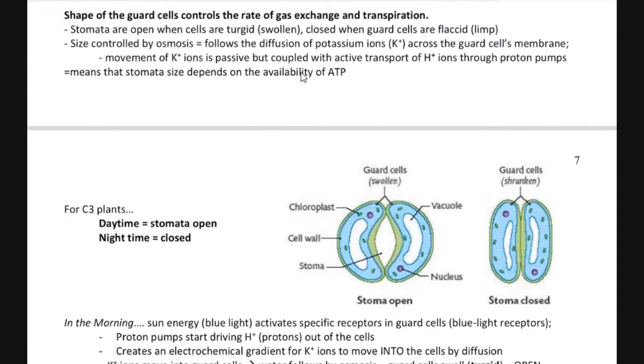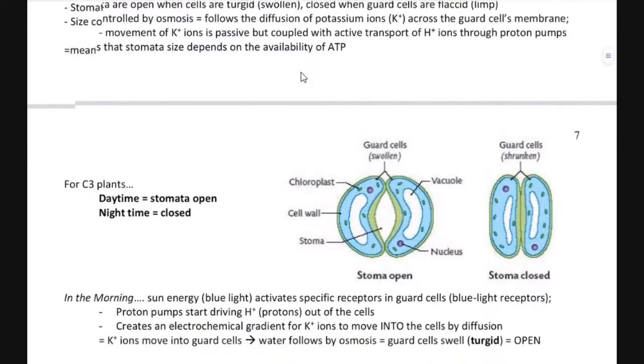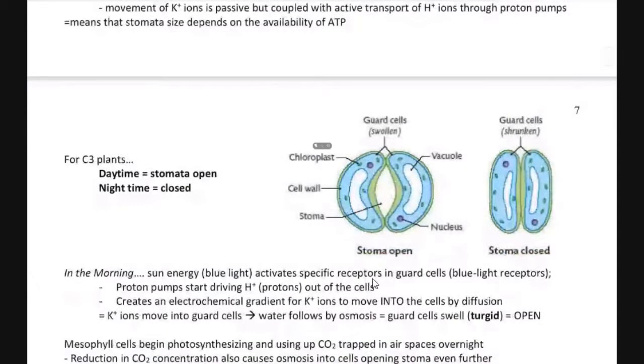So in the morning, you can see down here, in the morning, you'll have a bluish light that turns on a receptor in the guard cells. So they have little receptors built into their membrane that they can detect light. And then that starts something called a proton pump. Proton pump is really just a protein that's built into the membrane that's able to throw protons out of the cell. So if I start throwing away stuff, then what I can do is create something called an electrochemical gradient.